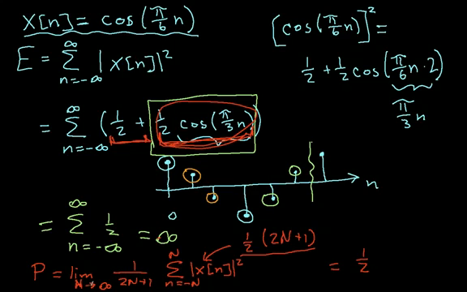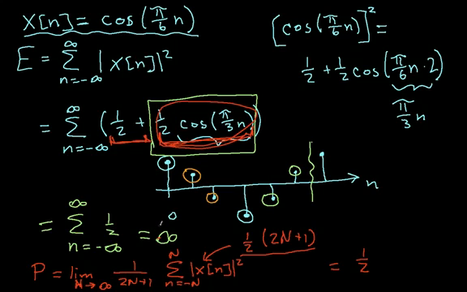And then I take the limit as cap N goes to infinity, but this doesn't depend on cap N. So there you have it. The average power of this cosine is 1/2. The total energy is infinite.